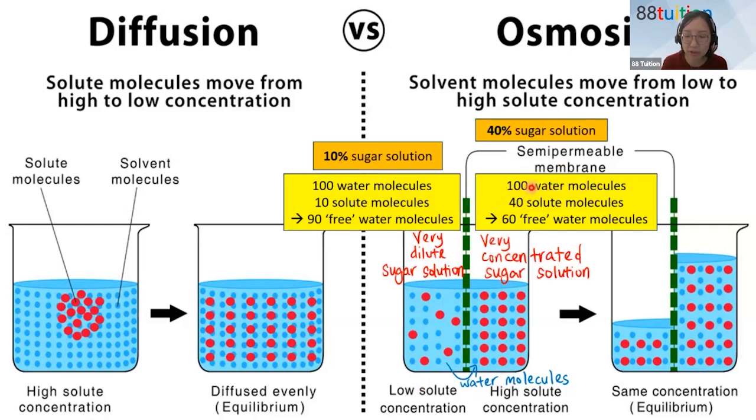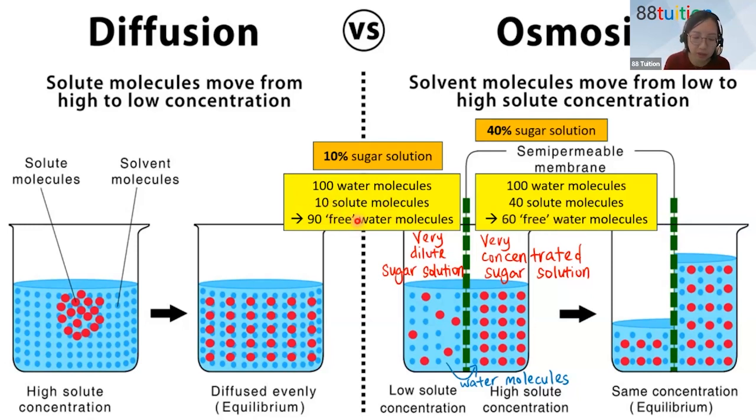Again, I have 100 water molecules, same amount of water, but I dissolve more sugar, 40 sugar molecules. So these 40 sugar molecules will catch hold of 40 water molecules. Sugar loves water, okay? So 100 minus 40 is 60. I will have 60 water molecules with the freedom to move. So here I got 90 free water molecules. Here I got 60 free molecules.